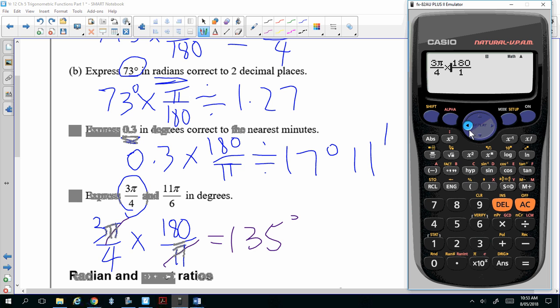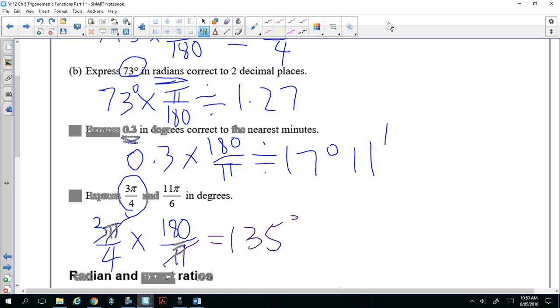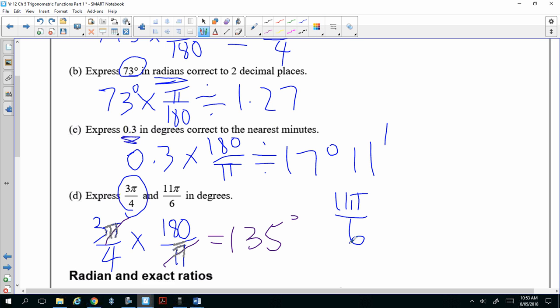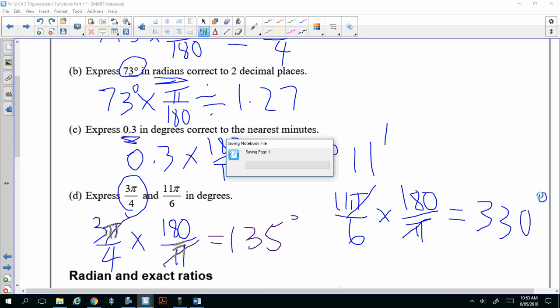Okay, try the next one. 11 pi over 6 convert to degree. So you do 180 over pi. Alright, like that. So the pi get cancelled. 180 over 6 is 30. 30 times 11 is 330 degree exactly. Alright, now we know how to convert from degree to radian and also radian to degree.